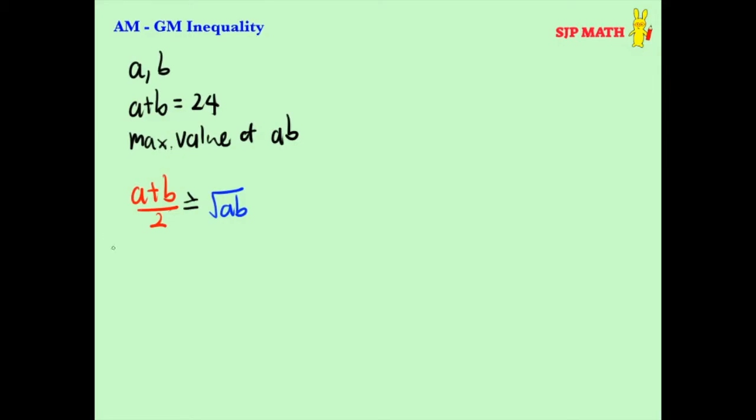So substitute that in. And 24 divided by 2 is equal to 12. And that is larger than or equal to the square root of ab. And square both sides. 12 squared is 144. The square root of ab squared, the root cancels out and becomes ab. So we know from this that ab is smaller than or equal to 144, so its maximum value is 144. So that is our answer. So now we have our basic understanding of what the AM-GM inequality is and how it can be used in math problems.